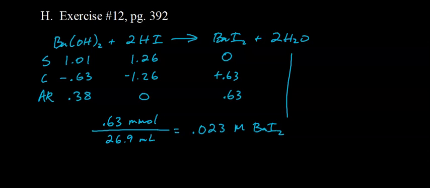So as we see here, we do in fact have a limiting reactant. Our limiting reactant is the hydroiodic acid. And so we see that all of it reacts, only some of the barium hydroxide reacts. And so we need to know how much reacts so that we can figure out how much barium iodide is produced, 0.63 millimoles. Again, take that divided by the total volume, and you get our concentration, 0.023 molar for barium iodide.